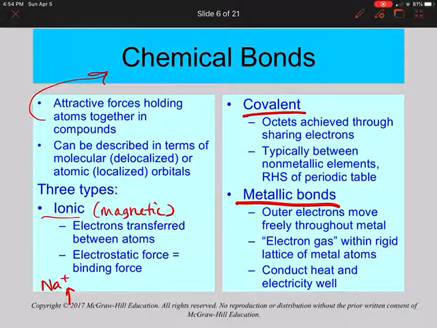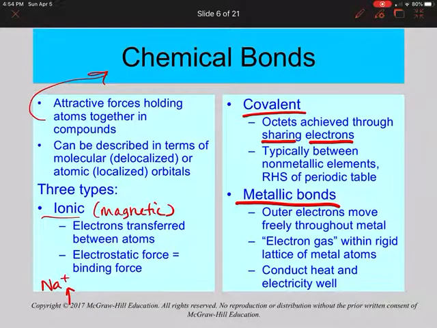All right, so we went through ionic kind of, and now we're going to talk about covalent. And covalent still wants to have that octet thing. They want to have 8 outer electrons, but the way they do this is by sharing electrons.